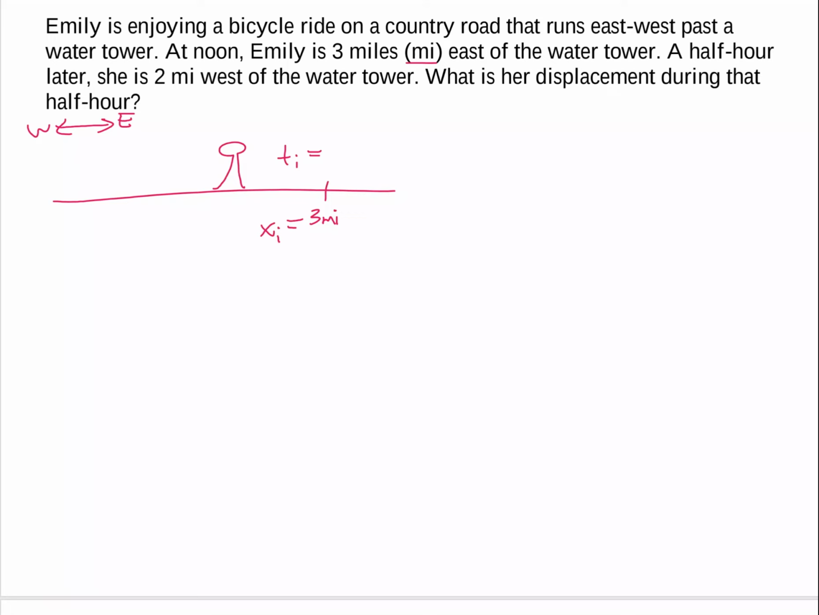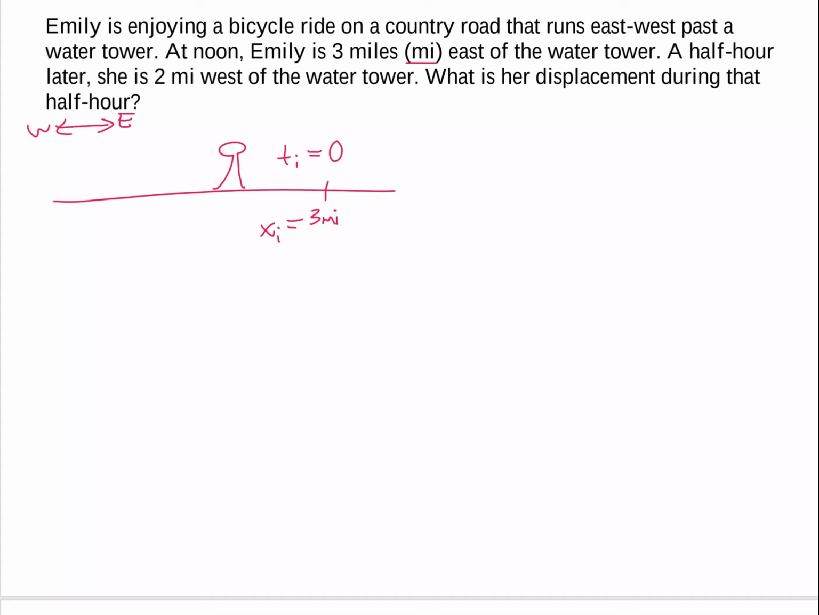Not noon, not 12 o'clock. This is zero. Why? Because that's the starting point. No, because it says when she's 3 miles away, it is noon. So that's the information we're given. So why are we starting at 0 there? Because then we can just go half an hour later. The stopwatch is going to start at noon. Okay, so we start.